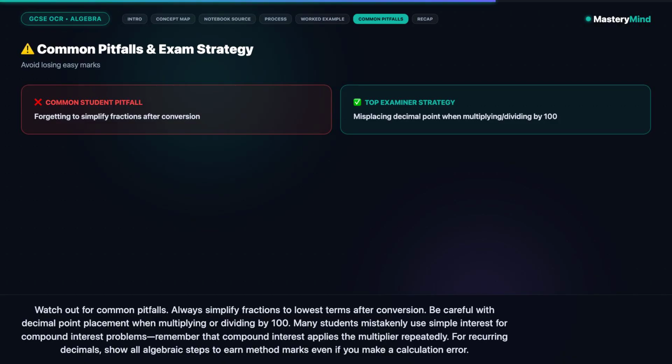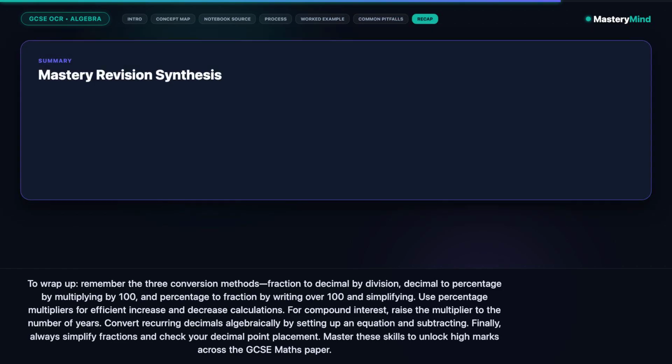Watch out for common pitfalls. Always simplify fractions to lowest terms after conversion. Be careful with decimal point placement when multiplying or dividing by 100. Many students mistakenly use simple interest for compound interest problems. Remember that compound interest applies the multiplier repeatedly. For recurring decimals, show all algebraic steps to earn method marks even if you make a calculation error.